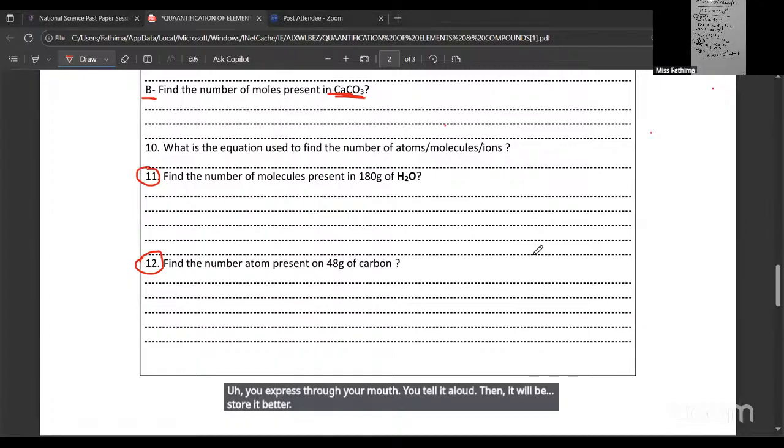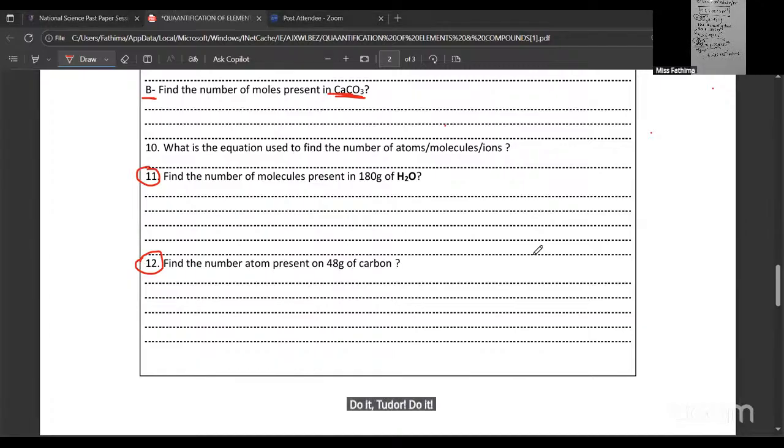Do it, children. Try both questions. Both are easy, not hard. Use the same method, then you will find it easy. Shima, try the second one.